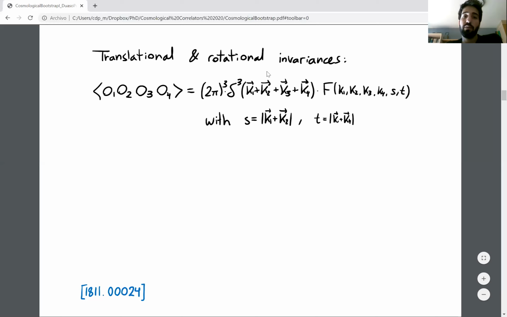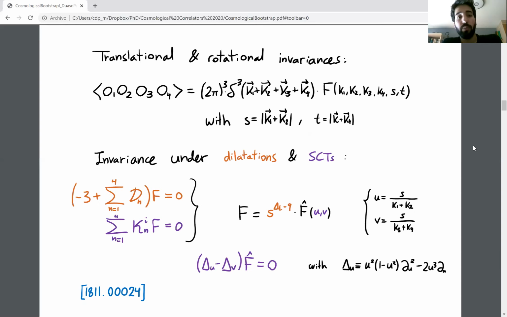We see that these invariances require us to write this correlator as proportional to a momentum conserving delta function times a function of the magnitudes of the momenta, and s and t, which are the magnitudes of these other intermediate momenta that we can have. For the case in which the fields are exchanging a scalar field, the dependence on t will not be there, so we can forget about it if we focus on this more simple example.